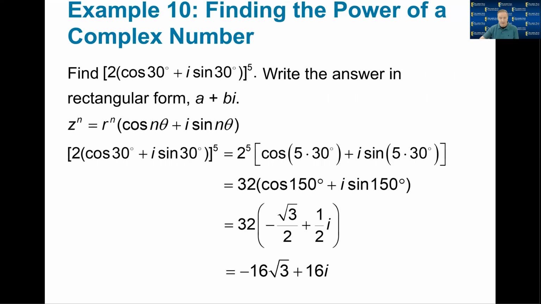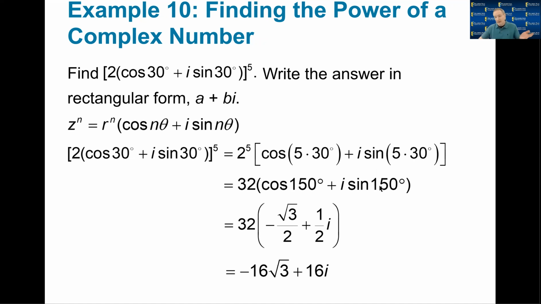Let's look at an example of that. Let's say we're trying to raise the complex number in polar form, 2 times the group cosine of 30 degrees plus i sine of 30 degrees, to the 5th power. So, pretty straightforward. I take the 2 to the 5th power portion, and then I would have the cosine of 5 times 30 for my first angle plus i sine of 5 times 30, n times theta. And so then, 2 to the 5th power is 32. I would have the cosine of 150 plus i sine of 150.